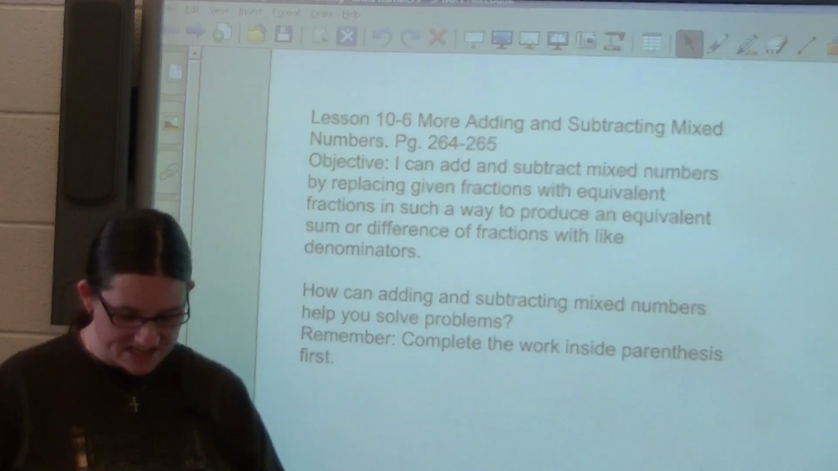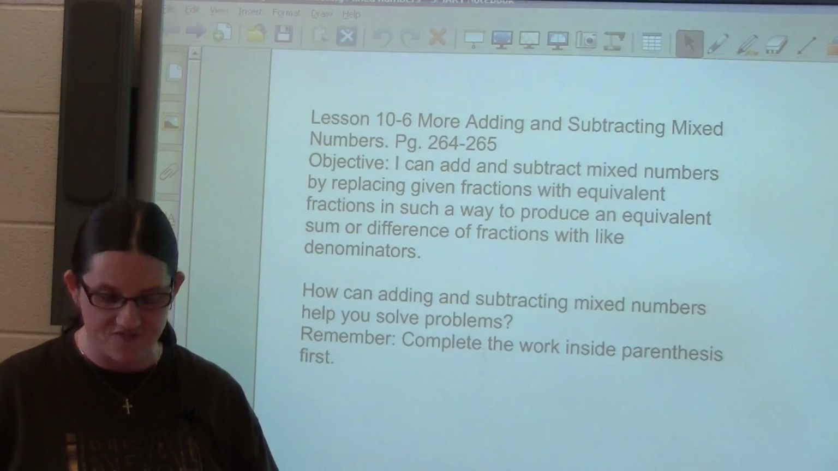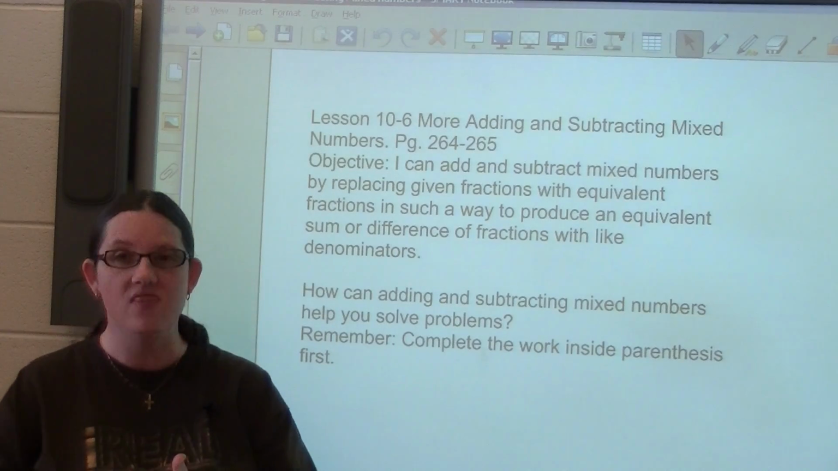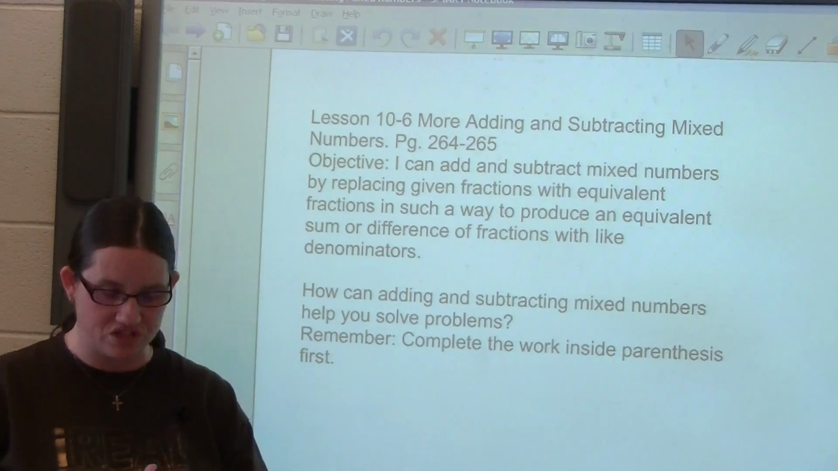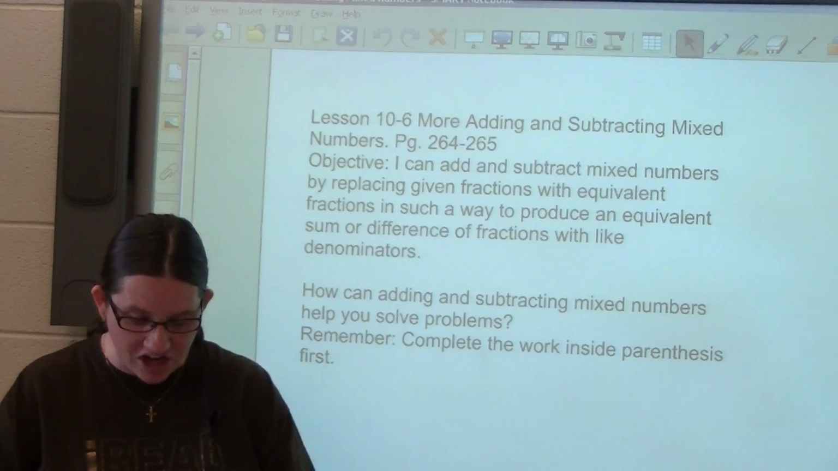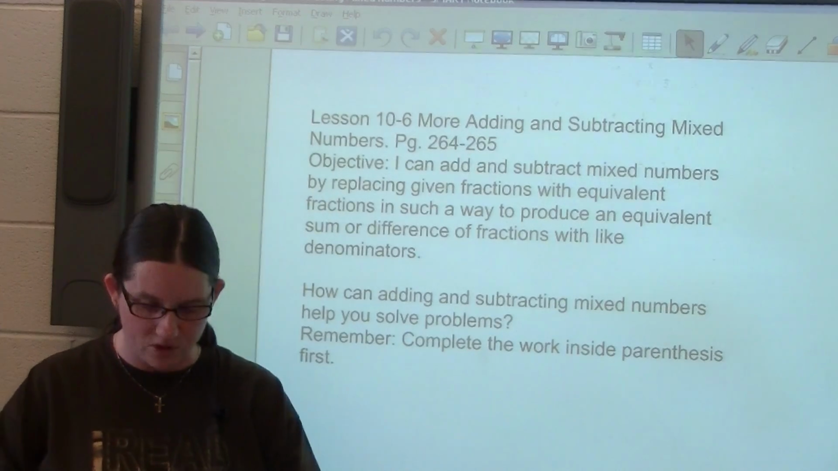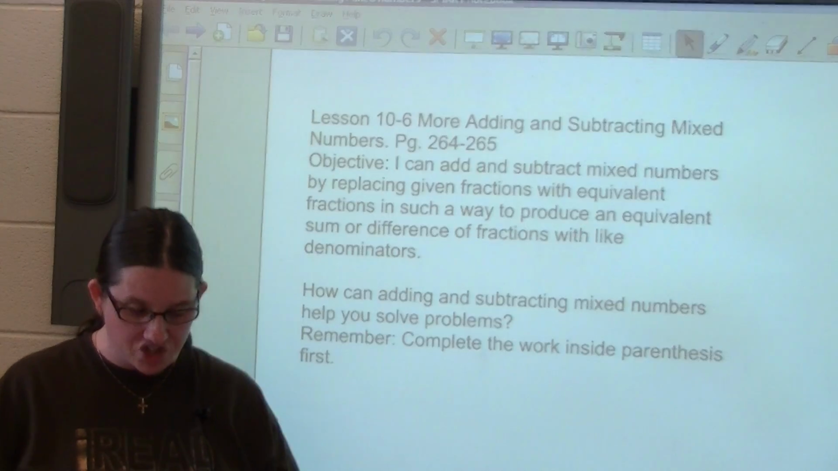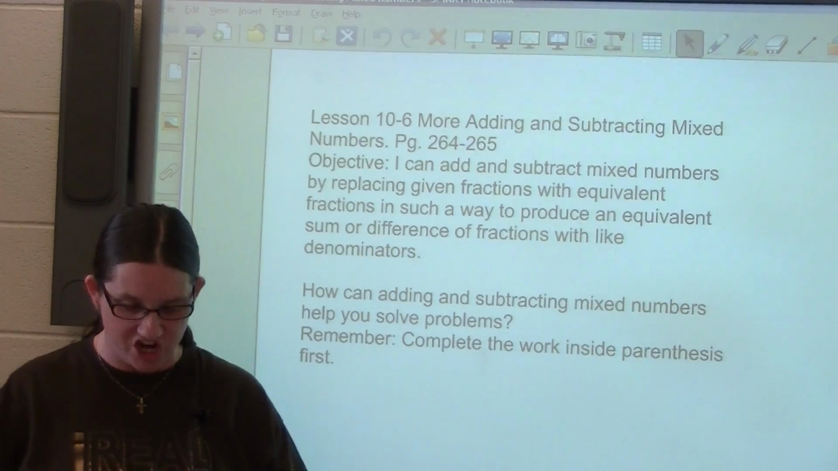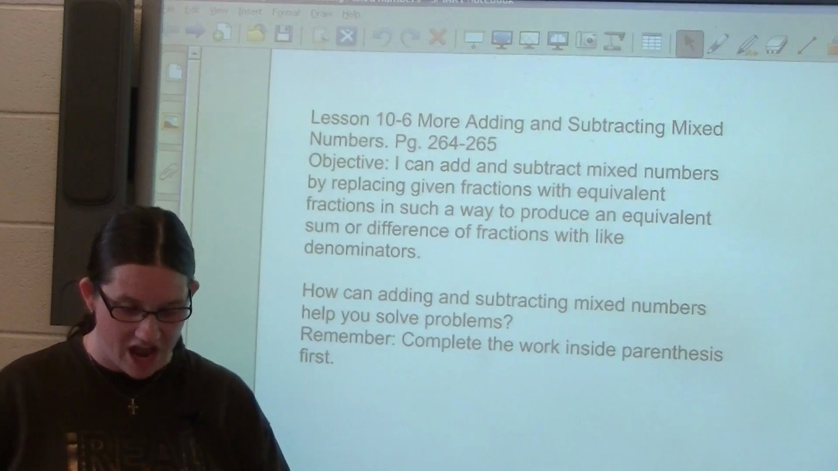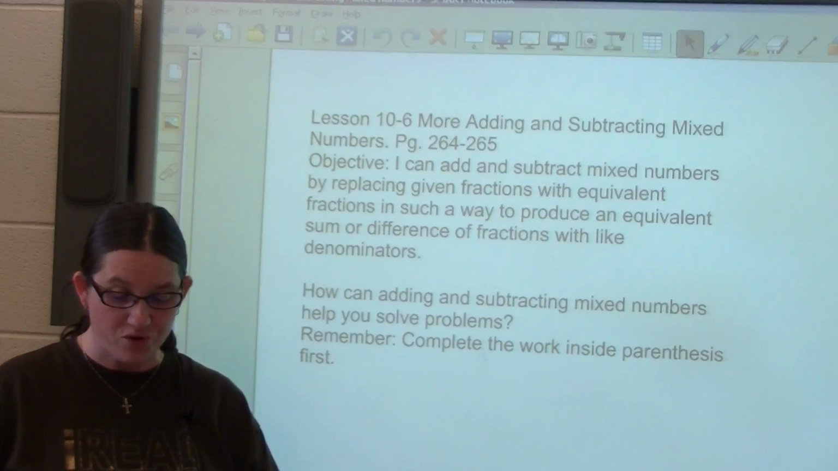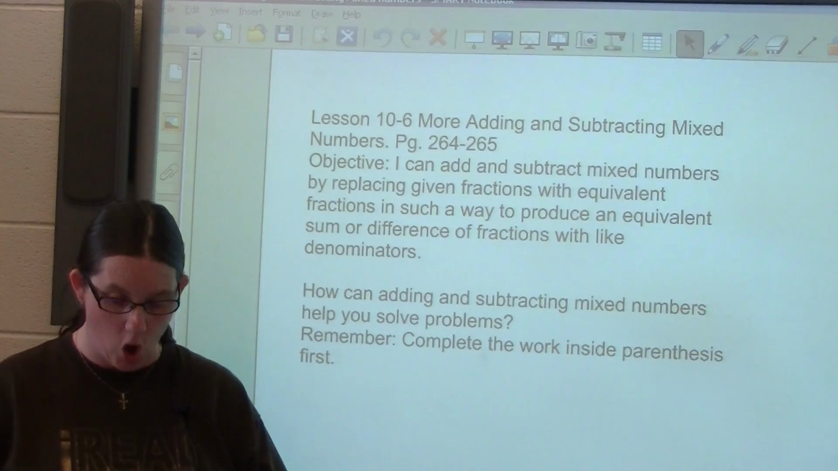Okay, now look at the top of page 264 and 265 with me. We're going to go through the word problem together and the steps together. Then we will stop and write down the notes together. Okay, so again, how can adding and subtracting mixed numbers help you solve problems? It says Clarice has 2 lengths of fabric to make covers for his sofa and chair. The covers require 9 2/3 yards of fabric. How much fabric will Clarice have left over?